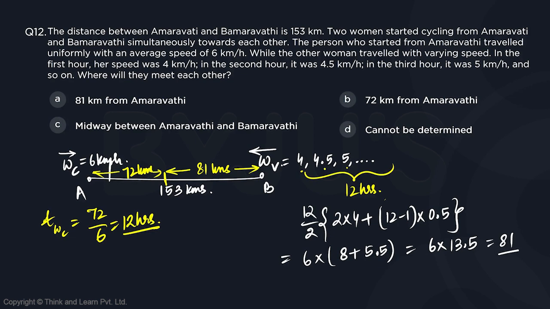So that means if WV continues at these variable speeds, in 12 hours she is going to cover 81 kilometers, which is exactly the remaining part of the distance that WV has to cover. So the answer is going to be option B. If option B had not worked out, we would have gone after A or C, depending upon which one is going to be next in the table of 6 or the easier value.